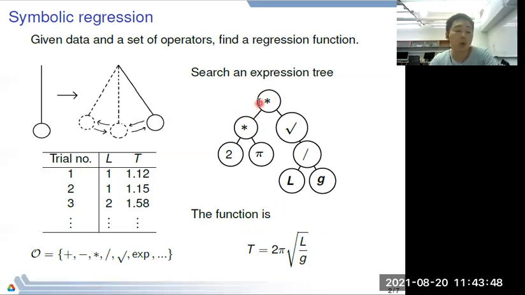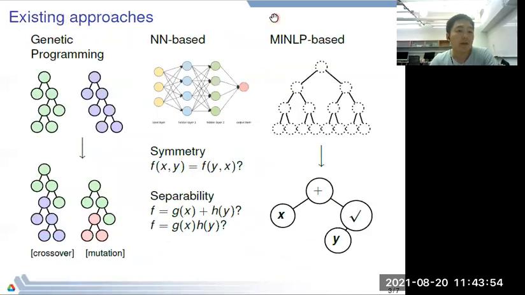This is useful when we develop some method for symbolic regression. There are several approaches here, and the most common one is genetic programming, and also there are neural net-based approaches, and the third one is the MINLP-based approach, mixed integer nonlinear programming, and this is related to our approach. The benefit of this approach is that within the search space, we can find the best formula. But the disadvantage is that it takes a long time because it only finds the optimal.